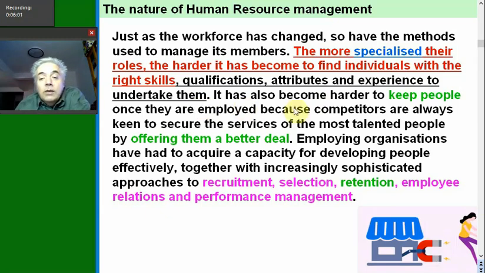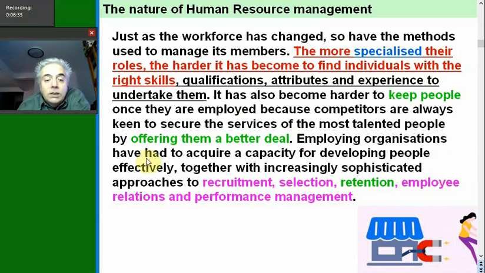So it has also become harder to keep people once they are employed because competitors are always keen to secure the services of the most talented people by offering them a better deal. For example, let's say you hire a person, right? So this is kind of very hard to find, a person with this specialized skill. But now that you hire them, your competitors want to steal the employee from you, right? Making a better offer, pay more salary, whatever, because it's a scarce commodity. People who have a specialized skill.